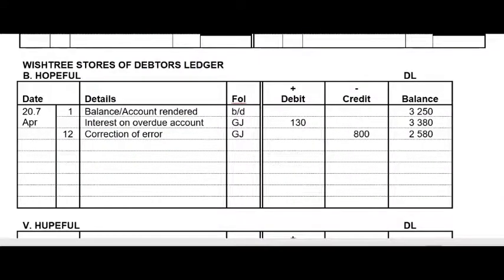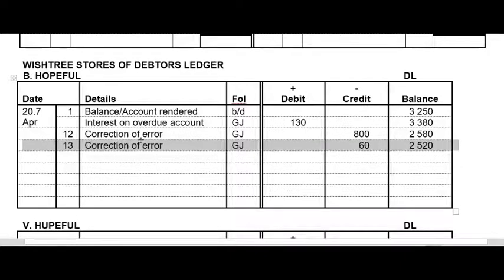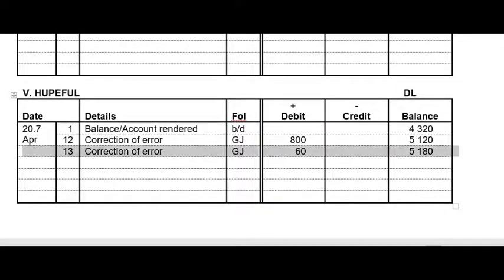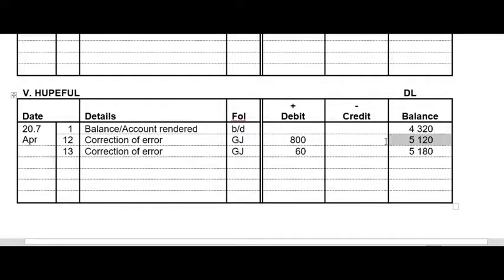In B Hopeful's account, you have to go and credit his account with the correction of that error with 60 Rand. So now you say 2,580 minus 60 gives you 2,520. And in V Hopeful's account, you have to go and debit his account with that 60 Rand, saying 5,120 plus 60 Rand is a new amount of 5,180.